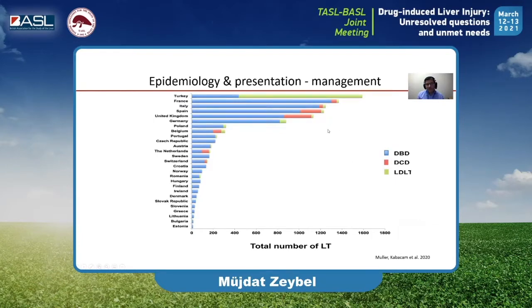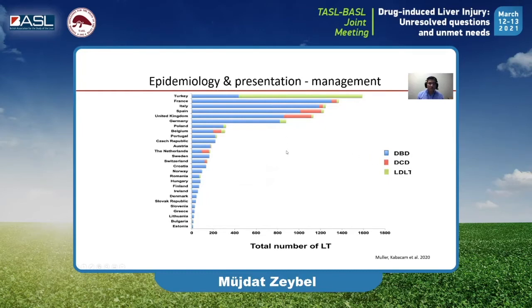Another interesting thing, as you see, most of the data is coming from transplant centers, and we have different practices in terms of liver transplant in Turkey. This graph is showing the number of liver transplants per year. I think it's 2018, published in 2020. Turkey has the highest number of liver transplants in all of Europe, and this is mainly related to living donor liver transplant.